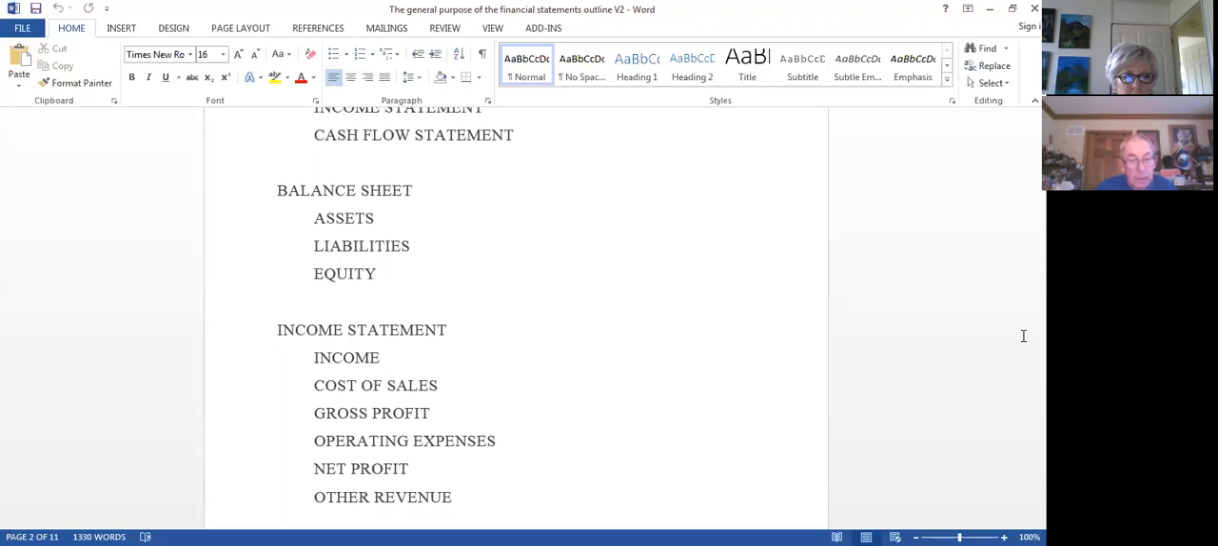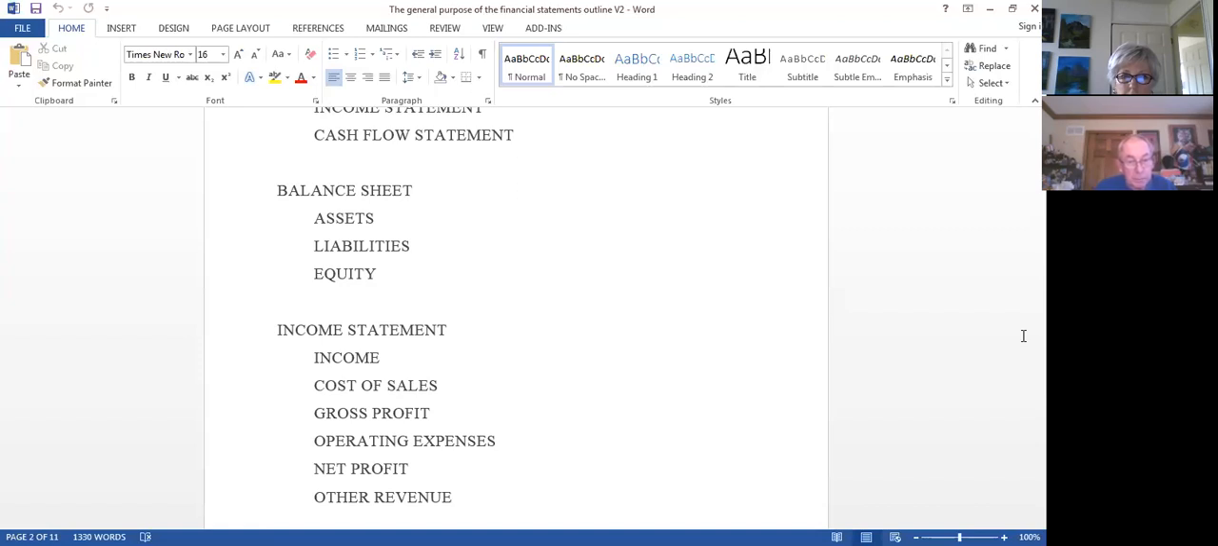From that, you subtract the operating expenses. And operating expenses are those expenses you use to run the business, which would be salaries, rent, marketing, etc. Those would be your operating expenses. You subtract that from your gross profit and you get your net profit. The last thing you would do on your income statement is list other revenue, which could be from investments you might have.